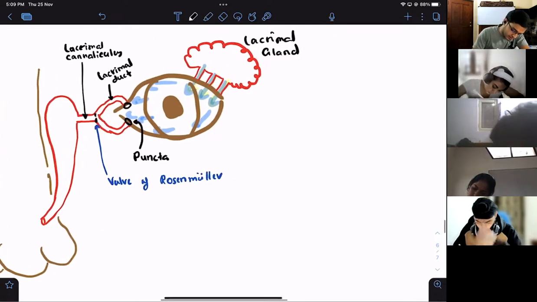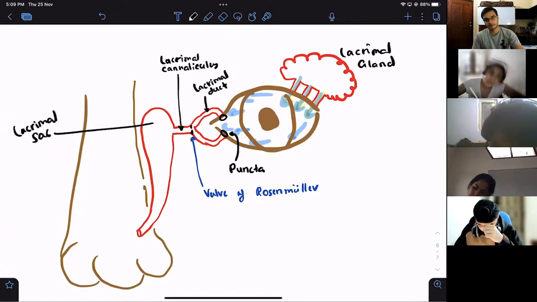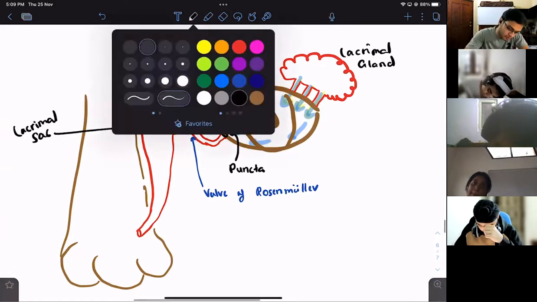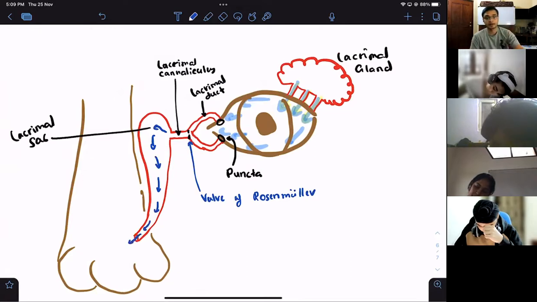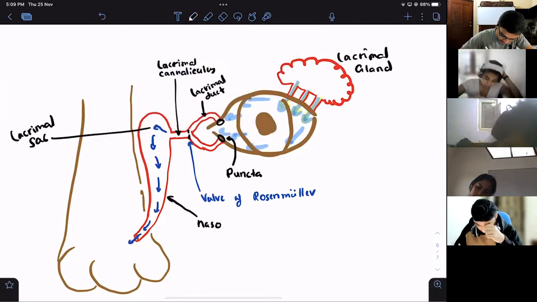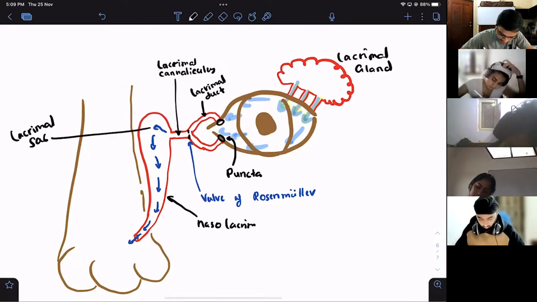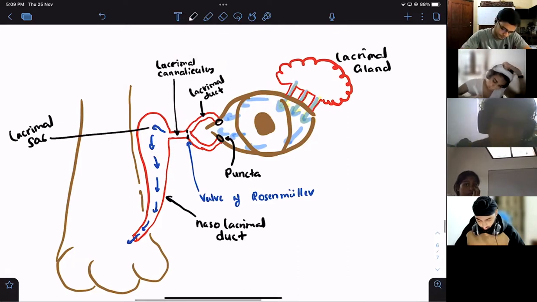And this large structure here is the lacrimal sac. Lacrimal sac. So the tear comes all this way, and finally can come out from here. This is what we call the nasolacrimal duct. Nasolacrimal duct.